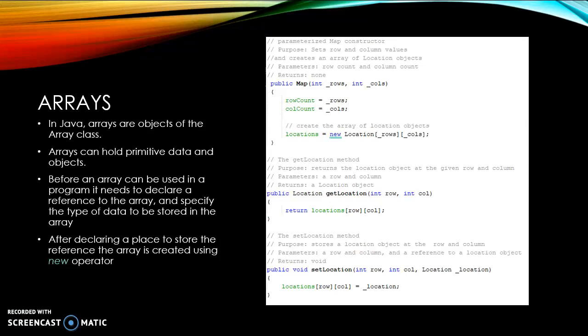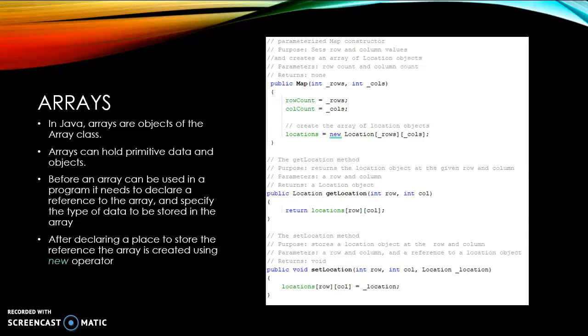An array is a data structure that is used to store a fixed size collection of elements of the same type. In Java, arrays are objects of the array class. They can hold primitive data and objects, and before it can be used in a program, you need to declare a reference to the array and specify the type of data to be stored in it.